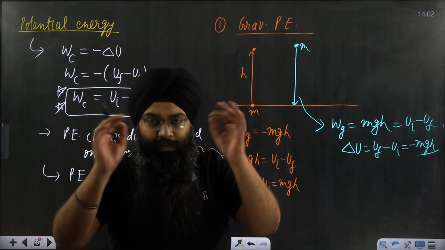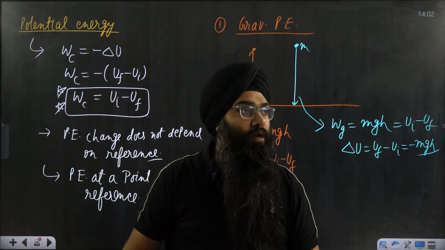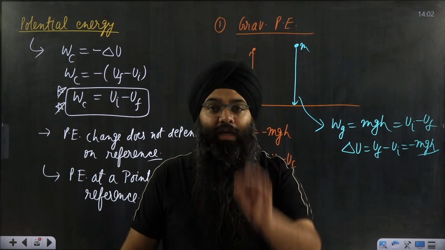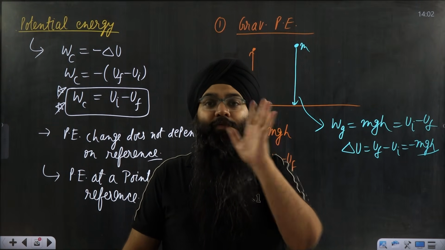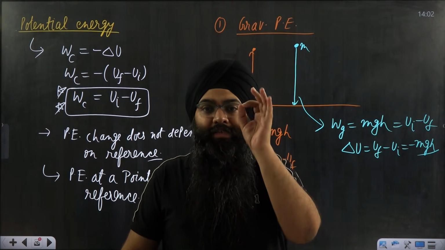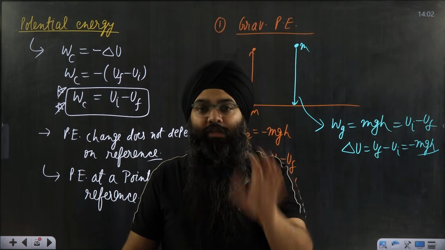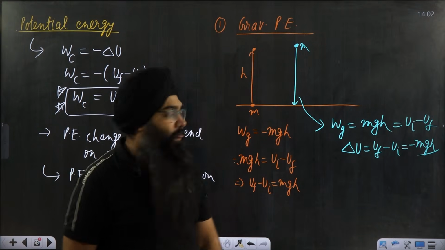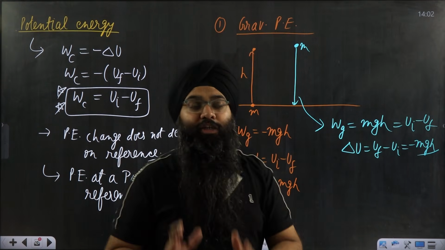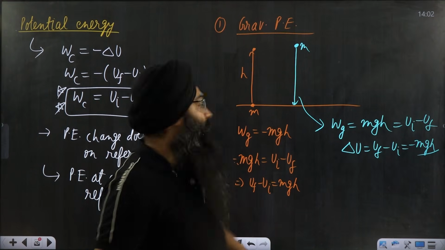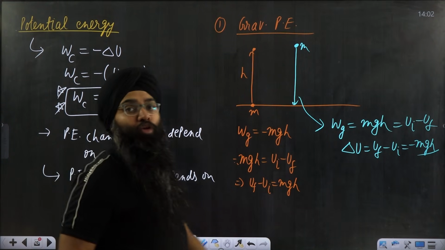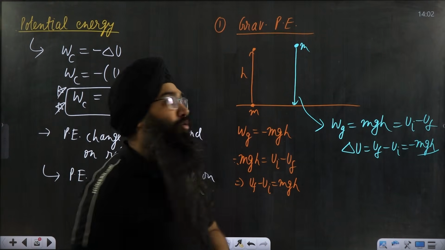So please understand this in your mind: whenever the conservative force is doing positive work, the potential energy of the system will always decrease. Again, I'm telling you, if the conservative force is doing positive work, then the potential energy of the system will always decrease. If the conservative force is doing negative work, then the potential energy of the system will always increase. I hope it is clear to you.